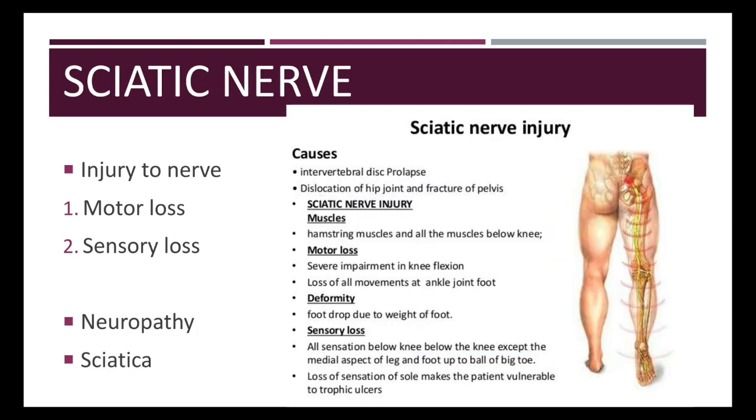Moving on to the sciatic nerve. Effects of injury to the sciatic nerve. The sciatic nerve may be injured by penetrating wounds, posterior dislocation of the hip, fracture of the pelvis, total hip replacement surgery in 1% cases of these people, or misplaced therapeutic injection in the gluteal region. This is the most common cause, the misplaced injection.